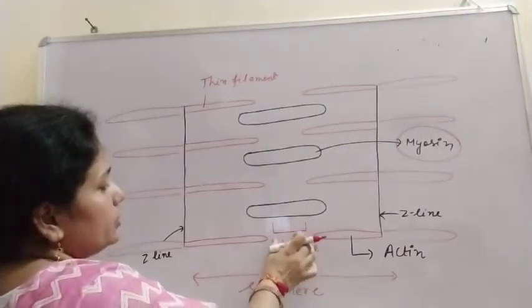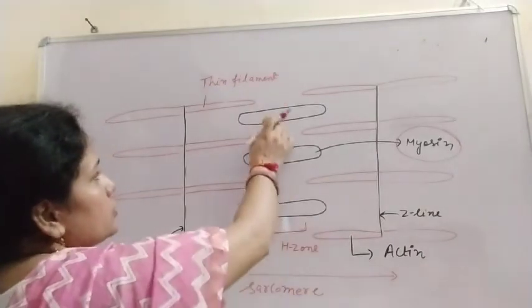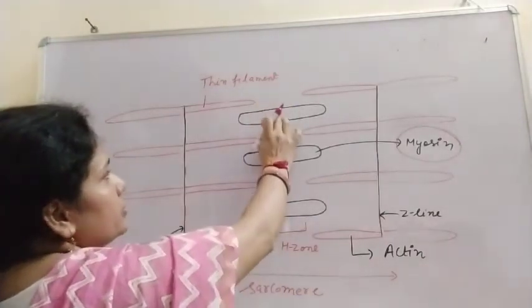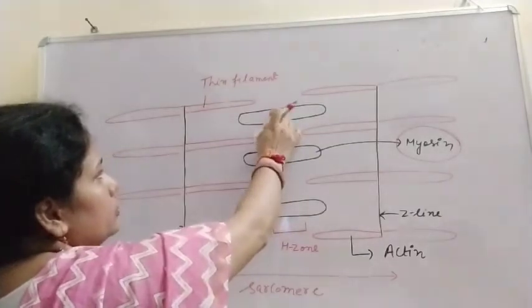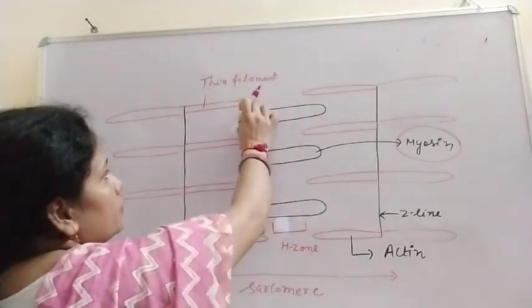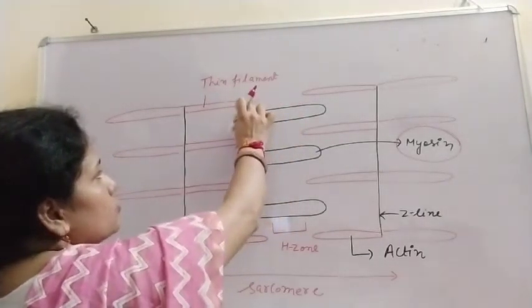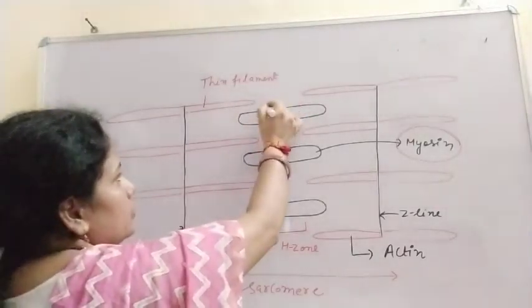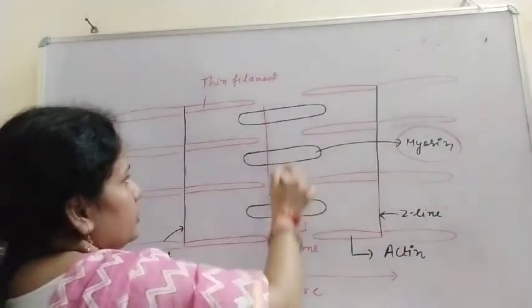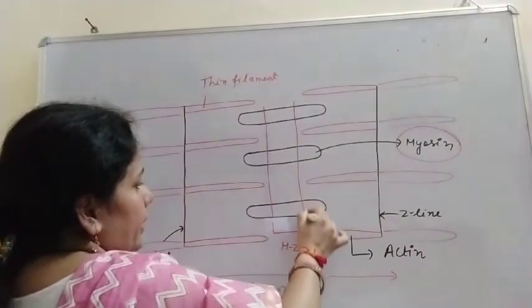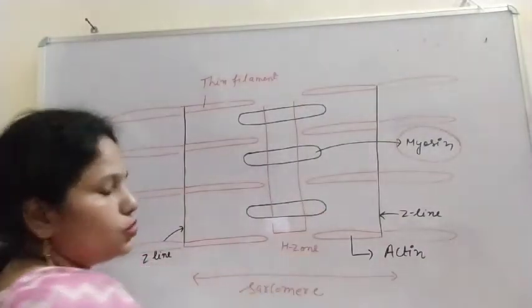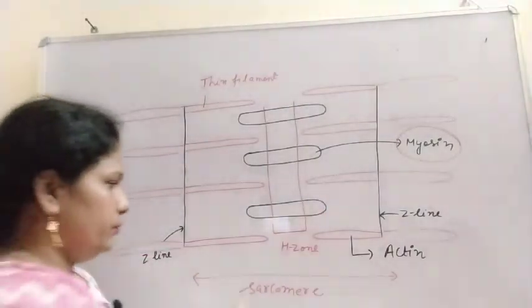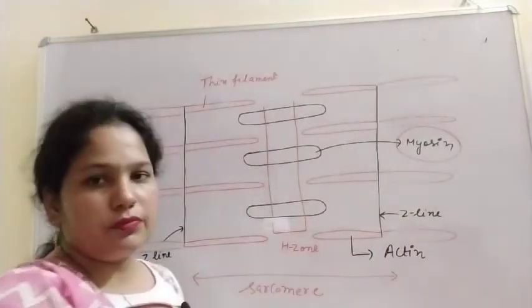Here you can see the H zone. Firstly, these are the thick filaments and these are the myosin protein. So this myosin protein is also covered with actin, but the region in the center is not covered by actin protein, and that zone is the H zone. So that is known as the H zone.